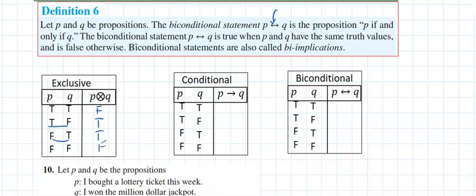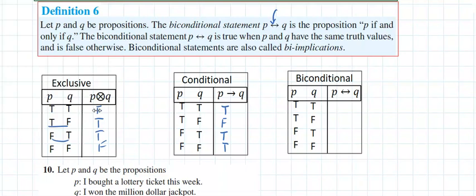Conditional, P implies Q, or if P then Q. If P is true, then Q is true. If P is true and Q is false, that's a false statement. If it rains, there must be clouds. You can't say, well, it did rain and there were no clouds. That's not possible. If the original is false, if P is false, then the conclusion is true regardless.